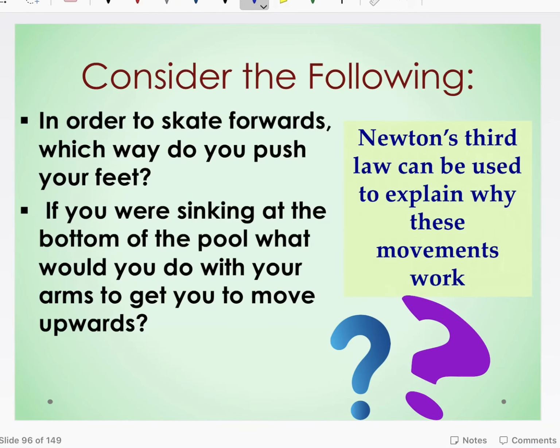Okay, so I want you to just think about motion, for example. Think about skating. If you're trying to skate forwards, which way do you have to actually push in order to do that? In order to move forwards, you have to push your skates against the ground backwards. You push on the ice backwards, the ice pushes you forwards.